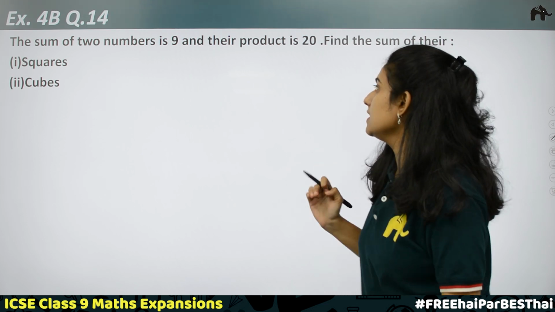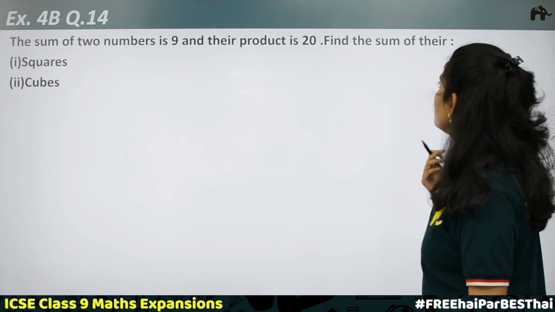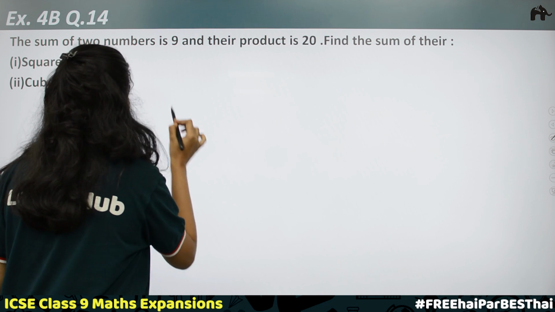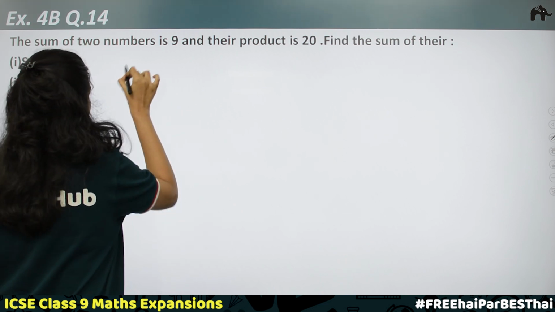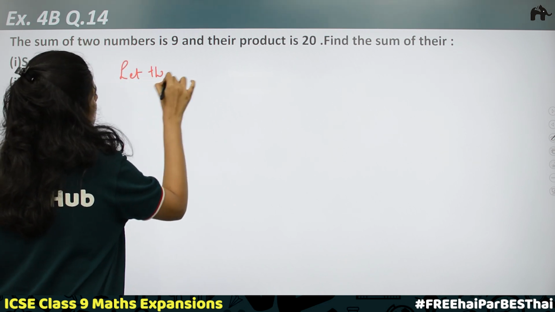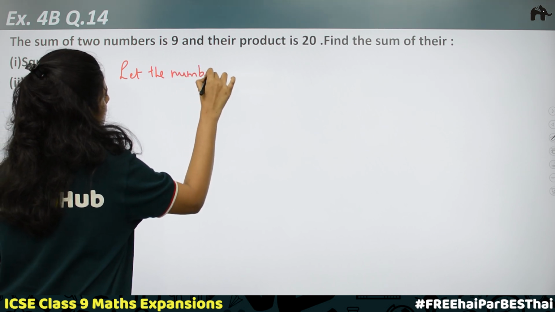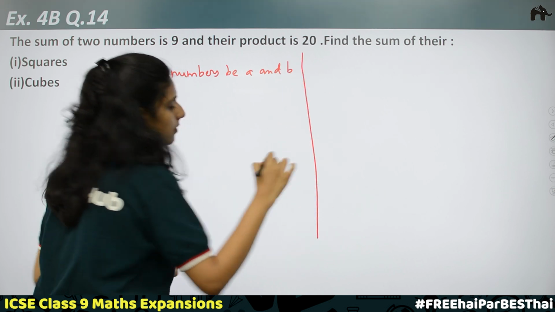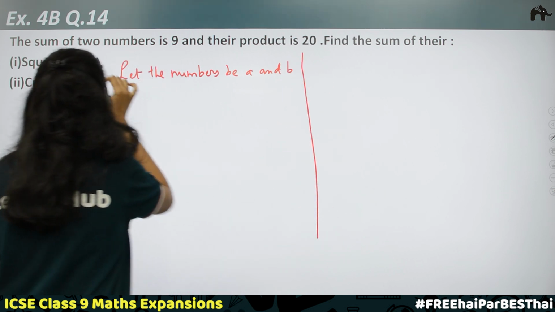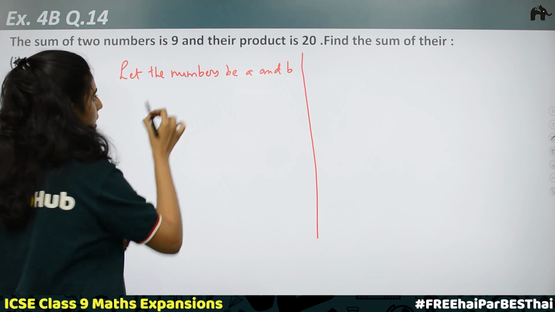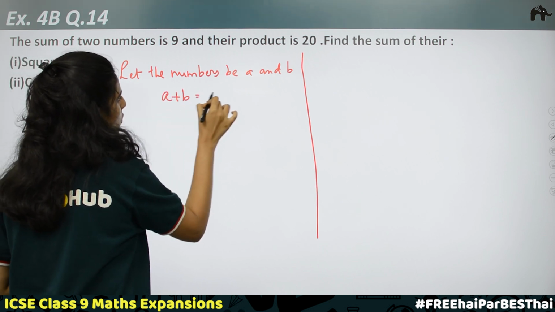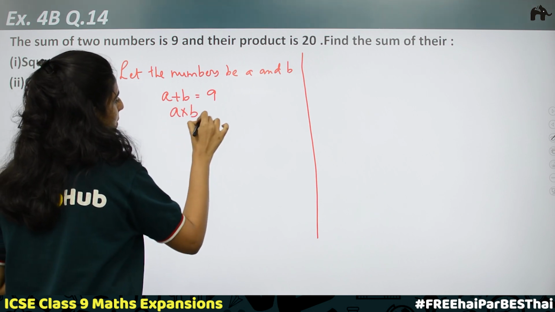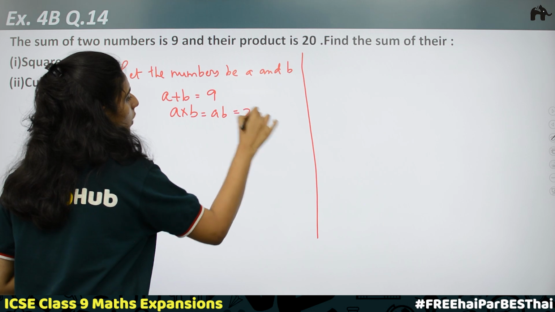Question 14 of exercise 4b. The sum of two numbers is 9 and their product is 20. Find the sum of their squares and the sum of their cubes. So, here let us take the numbers as a and b. Let the numbers be a and b. Okay, these are the two numbers. So, we have the sum of the two numbers to be equal to 9, which means a plus b is equal to 9. And the product is 20, which means a into b, or ab, is equal to 20.